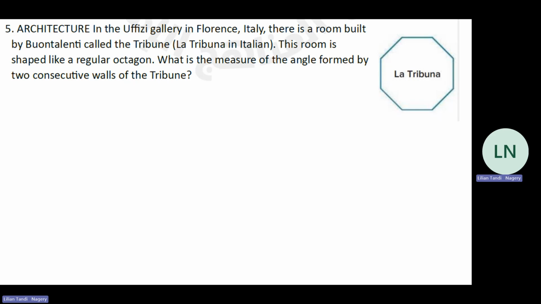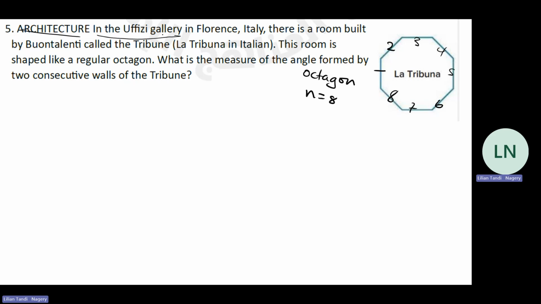So I've been given a shape, and my shape has how many sides? 8 sides. Okay, how do I know? I counted. 1, 2, 3, 4, 5, 6, 7, 8. So it's an octagon. And if it's an octagon, n is 8. Okay, now let's read. The question is architecture.